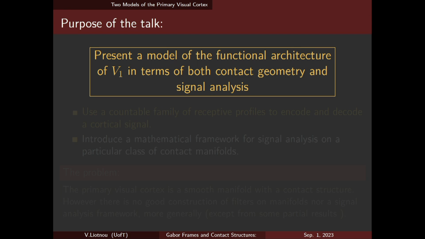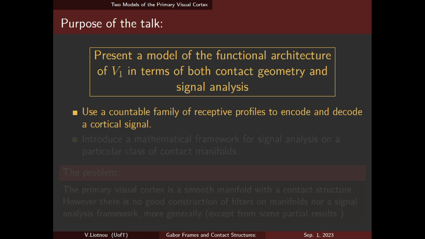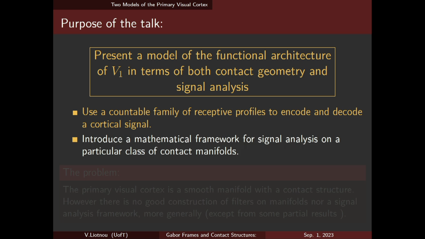The purpose of the talk is to present a model of the functional architecture of the visual cortex, in particular of orientation sensitivity in the visual cortex, in terms of both its contact geometry and its signal analysis properties. Why one would want such a combined model is that, if we have it, then we can use a countable family of receptive profiles to encode and decode the cortical signal in a similar manner as Fourier series encodes and decodes a signal.